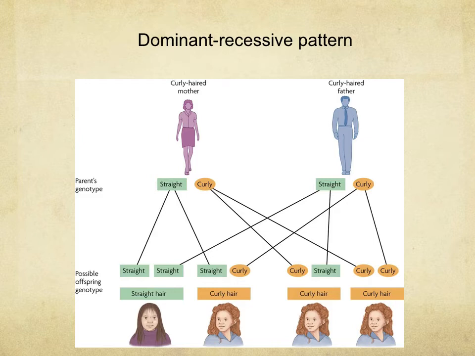So if we go beyond just straight hair and curly hair, and look at blood type and other genetic traits, it is possible to have two dominant genes present as well. So for instance, if a parent gives you a gene for blood type A, and the other gives you a gene for blood type B, both A and B are dominant genes. That way, your blood type is actually AB, and that is said to be codominant.